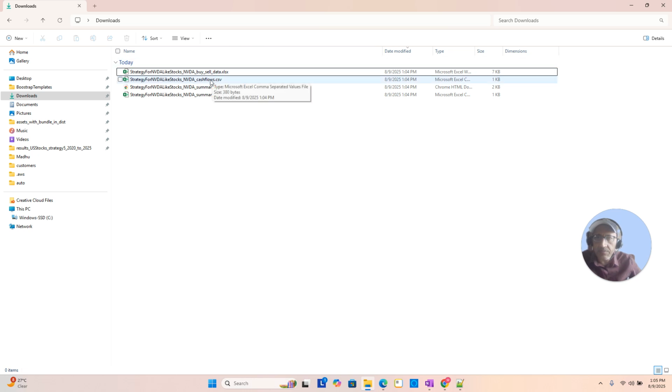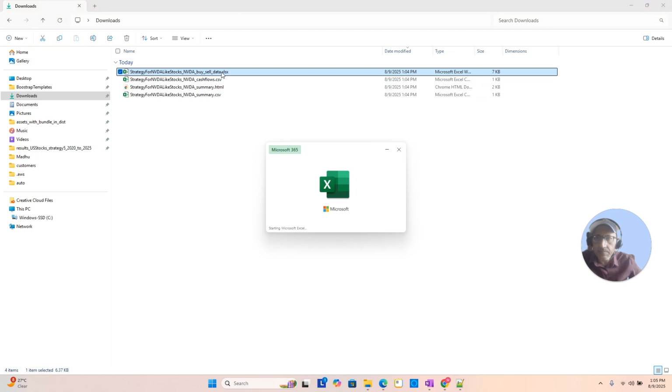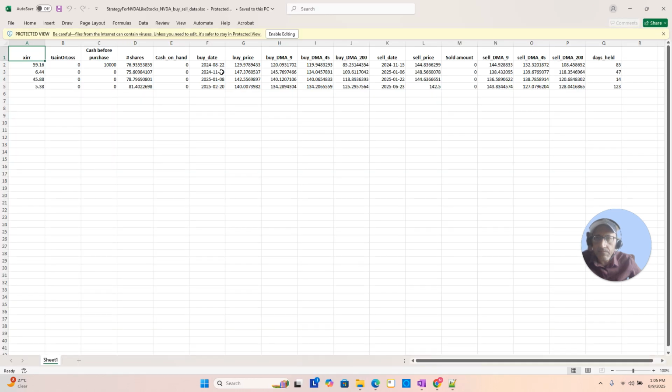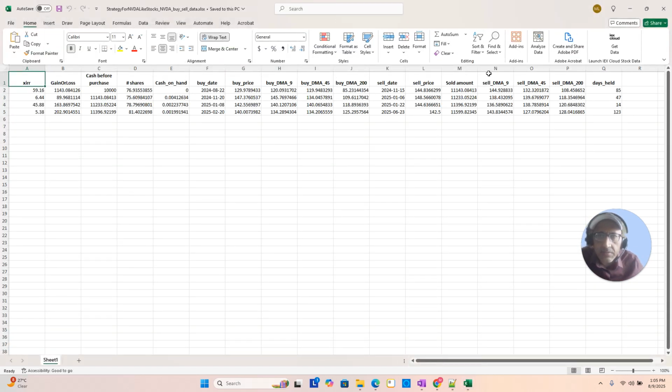So I have downloaded those files. Let's start with the transactions file, which is called the buy sell data. It's got those 4 buy sell pairs. We started off on 22nd of August with $10,000. We invested at this buy price and got almost 77 shares. And the DMAs, the moving averages on that buy date, are all displayed here.